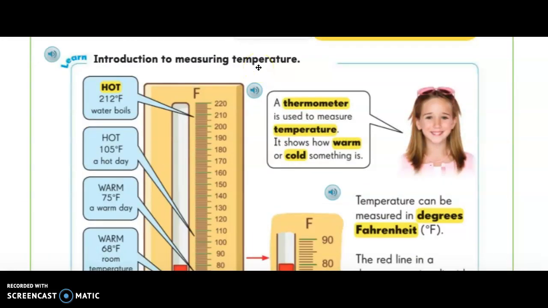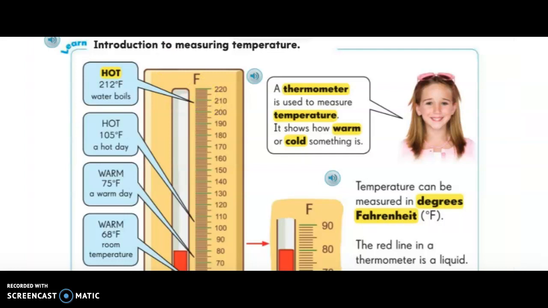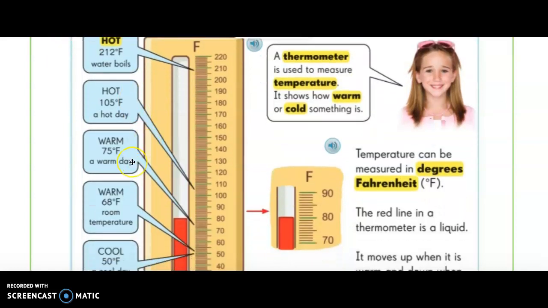Alright, so let's take a look here. So a thermometer is used to measure temperature. It shows how warm or cold something is. So the higher it goes up, the higher amount of degrees, that is the warmer side. So this thermometer gives us some examples. So 212 degrees Fahrenheit is where water boils. That's very hot. 105 degrees Fahrenheit is a very hot day.